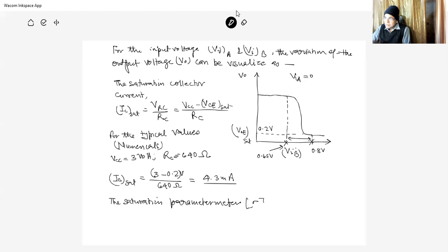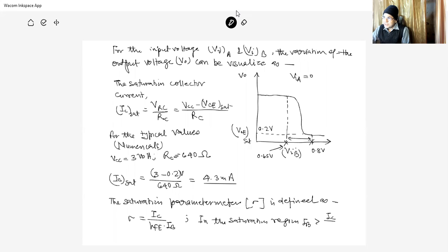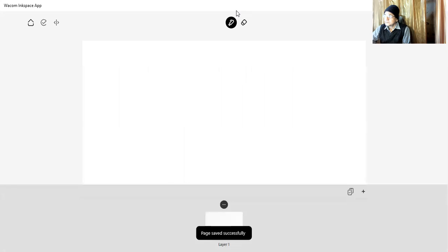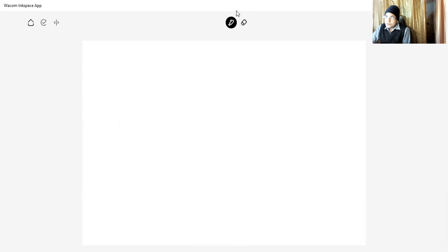The saturation parameter is sigma, defined as sigma equal to IC upon HFE into IB. And in the saturation region, IB is greater than IC upon HFE. Suppose we take this value: IB is equal to IC, 4.3 into 10 to the power minus 3 ampere.